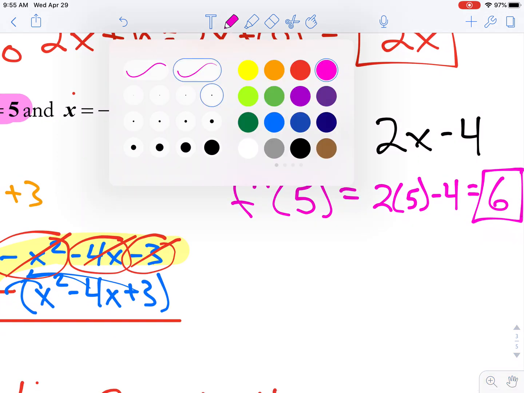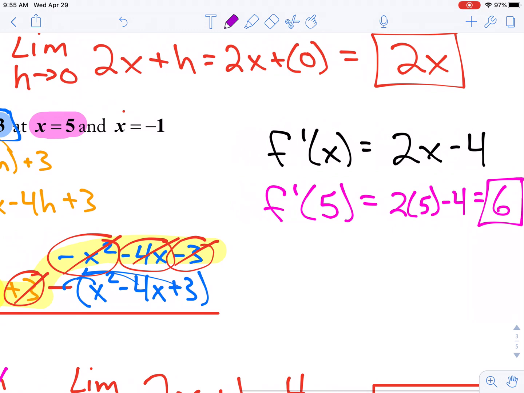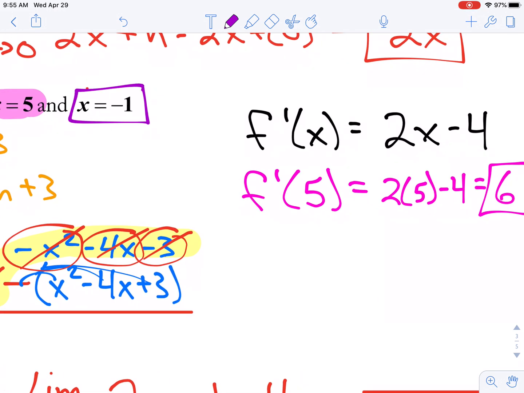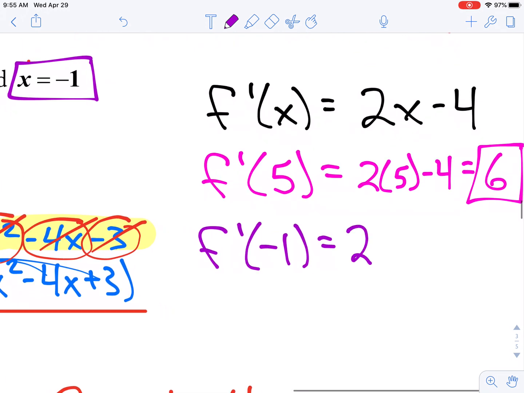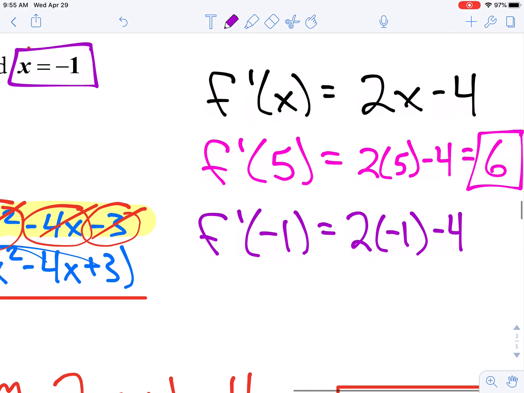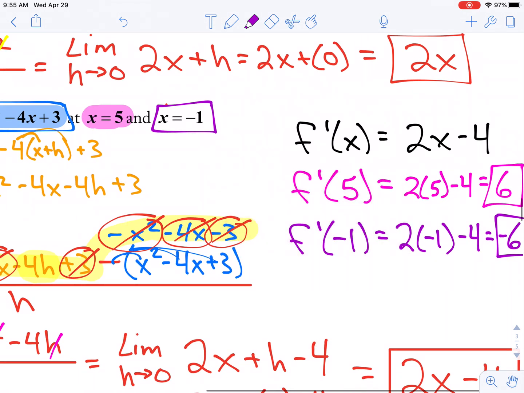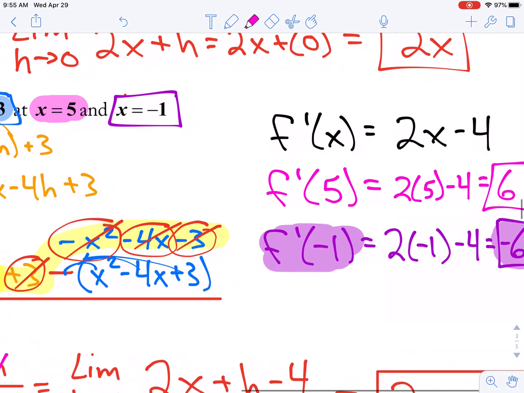If we want to find the derivative at negative 1, we plug in negative 1. So f prime of negative 1 is 2 times negative 1 minus 4. 2 times negative 1 is negative 2, minus 4 is negative 6. Again, what that means is the derivative, or the slope of the line tangent, at negative 1 would equal negative 6. The slope of the line tangent, or the derivative, at 5 would equal 6.